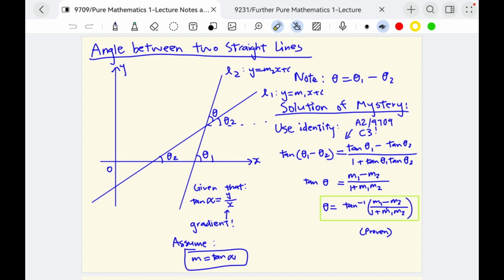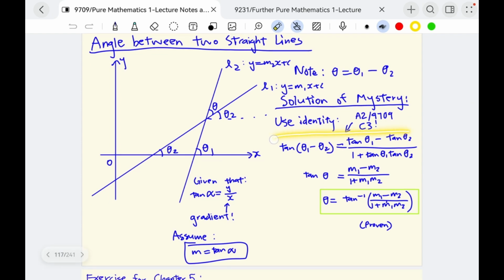Next, this is the key for the mystery, which is the use of the identities from your A2 syllabus. It is under the same subject 9709, Paper 3, Pure Mathematics 3, Chapter 3, which is the trigonometric identities. Stay tuned for my further updates.